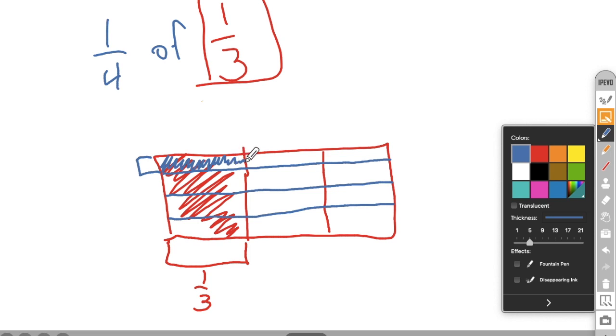Well, you have 1 out of, what's your total? You have 1, 2, 3, 4, 5, 6, 7, 8, 9, 10, 11, and 12. So you have 1 out of 12. So your answer for this one would be 1 out of 12. Okay, let's go on to the next one.